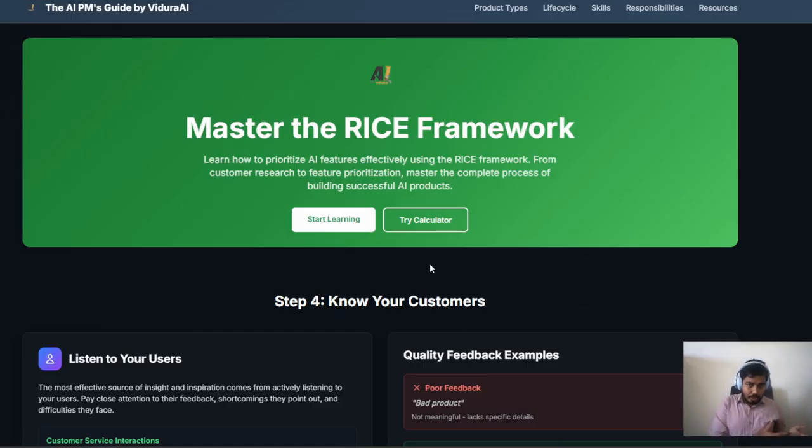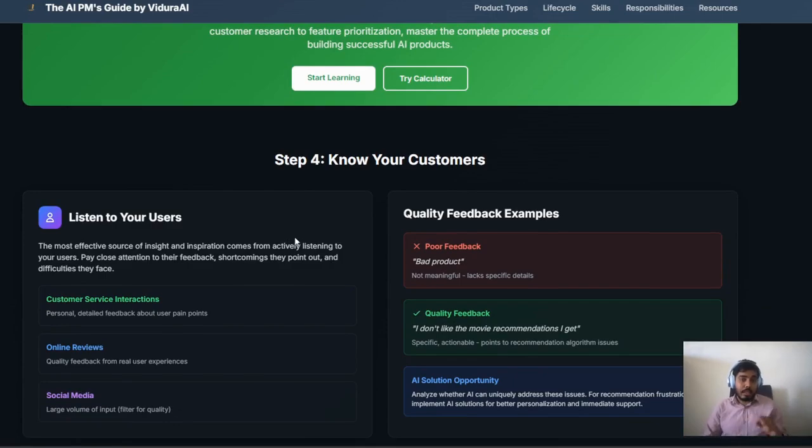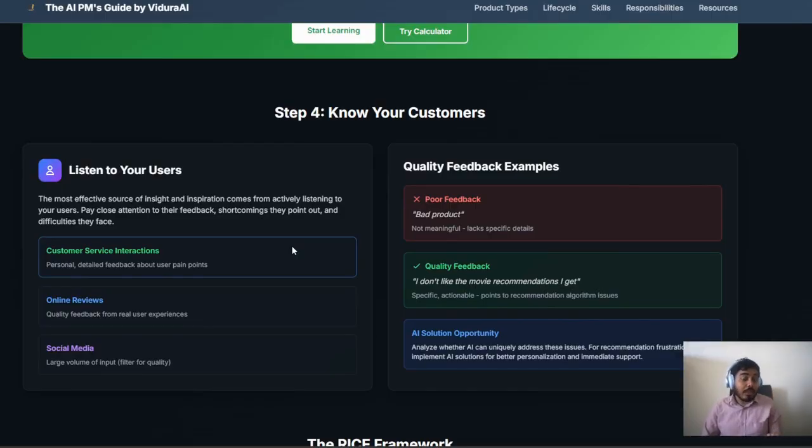Talking about the RICE framework, before moving to that, I want to let you know about the special thing that we do as PM. We have to understand our customers. The customer base is very important because that's a very integral part when we are delivering a product to the customer. So we have to know who our customer is, and we have to listen to our users, and we have to measure the quality of the feedback that they are offering. As I mentioned in the slide, the most effective source of insight and inspiration comes from actively listening to our users. So we have to pay close attention to their feedback, the shortcomings they point out, and the difficulties they are facing.